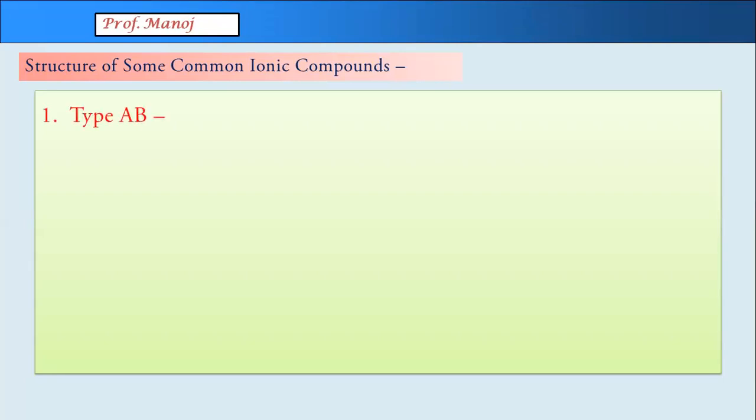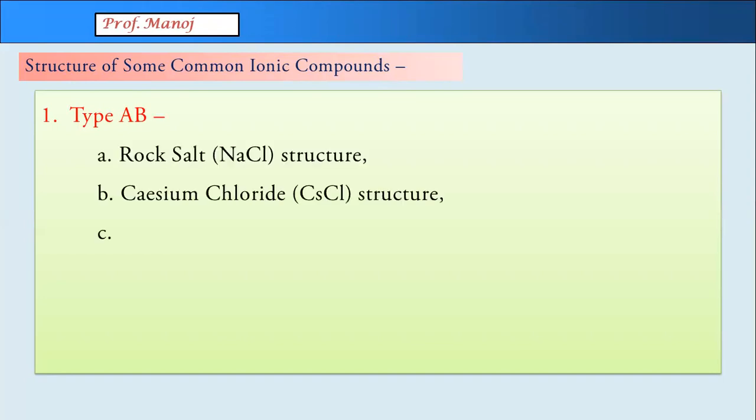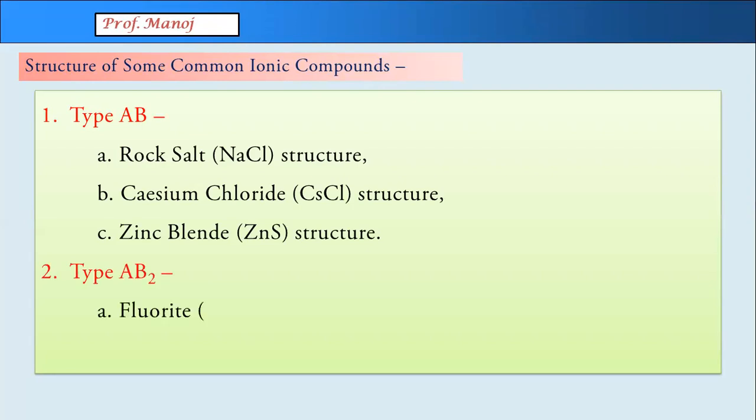टाइप 1 व्हिच वी कॉल एज AB टाइप, मतलब 1 cation 1 anion type of formulae. So under this you have the famous one, rock salt structure, cesium chloride structure and zinc blend structure. ये तीन हम लोग करेंगे इसके अंडर. सेकंड AB2 टाइप. सो 1 cation 2 anion. इसमें सबसे पहला है फ्लोराइड स्ट्रक्चर एंड सेकंड इज ऑपोजिट ऑफ दैट विच इज कॉल्ड एंटी फ्लोराइड स्ट्रक्चर. सो मेनली आपको ये 5 स्ट्रक्चर डिटेल में करना है.